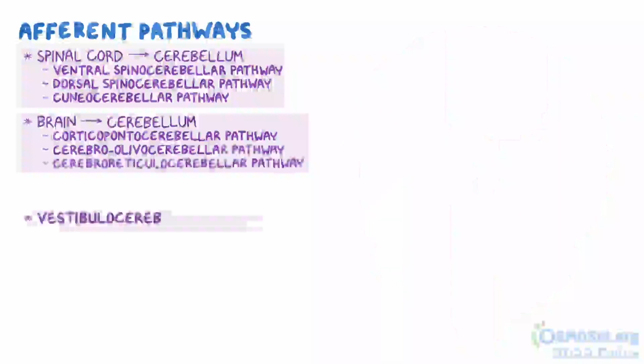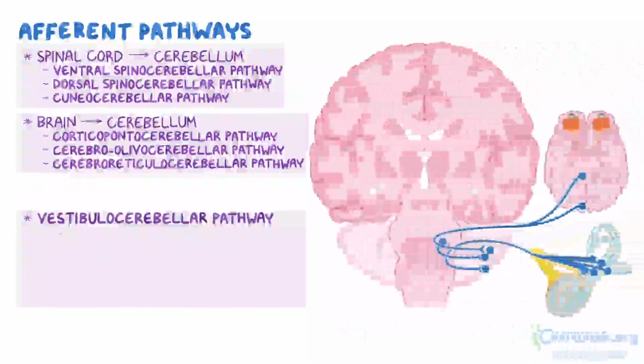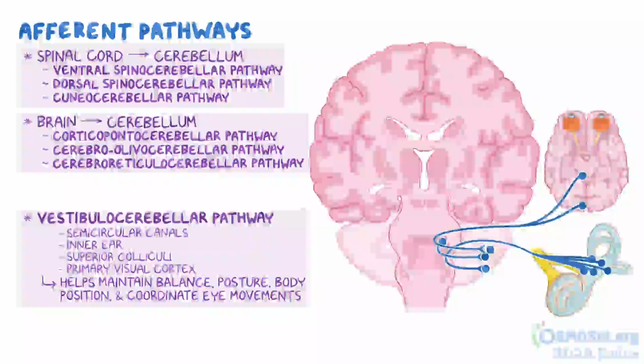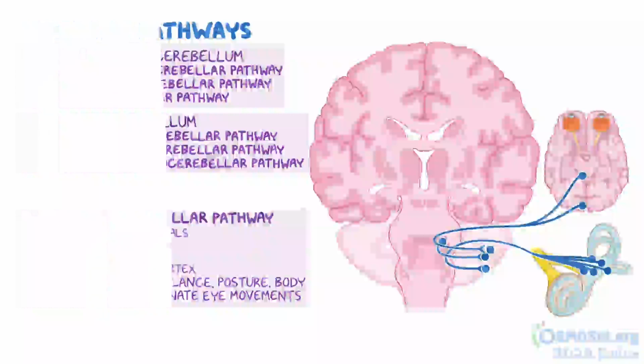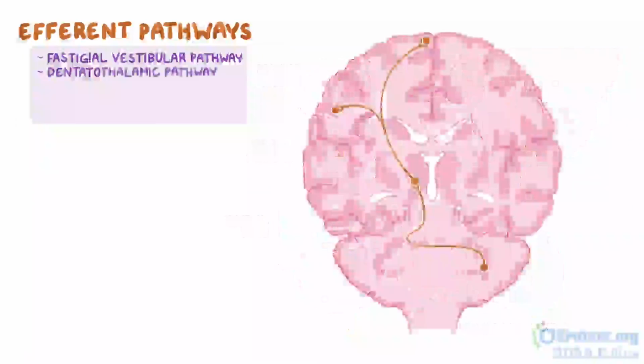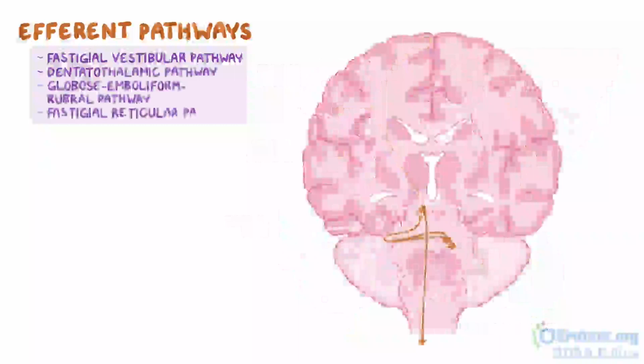The vestibulocerebellar pathway gathers information from the semicircular canals, inner ear, superior colliculi, and primary visual cortex to help maintain balance, posture, body position, and coordinate eye movements. And finally, the efferent pathways from the cerebellum include the vestibular pathway, the dentatothalamic pathway, the globose emboliform rubral pathway, and the fastigial reticular pathway.